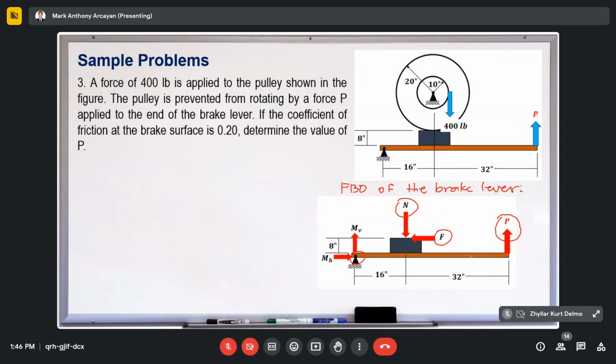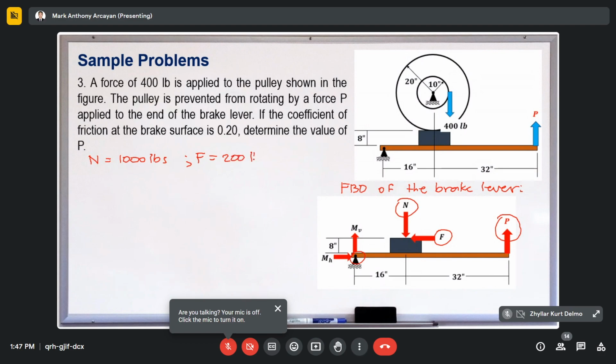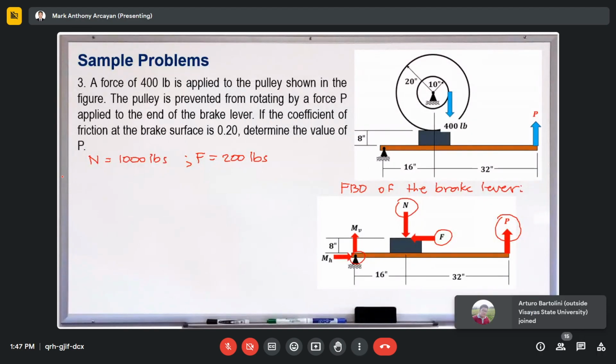Now, to solve for P right here, the best way since gihatagan naman tag values sa ato ang normal force, no, N is 1,000 pounds. Then our frictional force F is equal to 200 pounds. Now, to solve P directly, proceed dayon sa paggamit og summation of moment for this one. Kaya ang summation of moment mao ay pinaka the best to determine directly the value of force P.